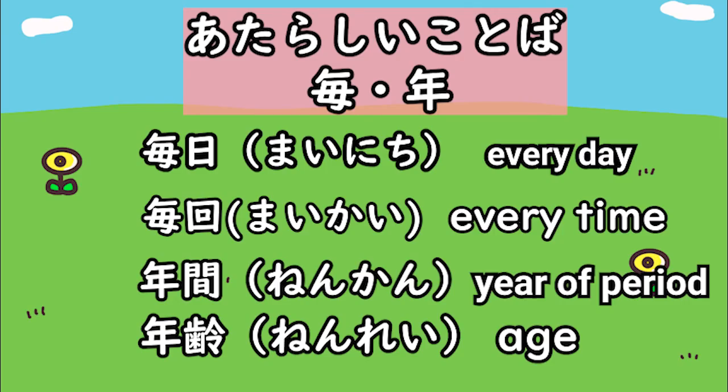新しい言葉。毎日, every day. 毎回, every time. 年間, year of period. 年齢, age.